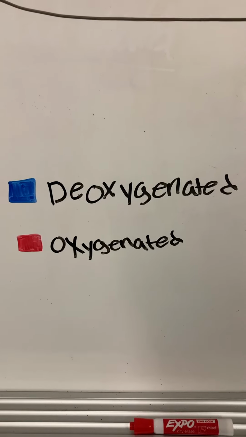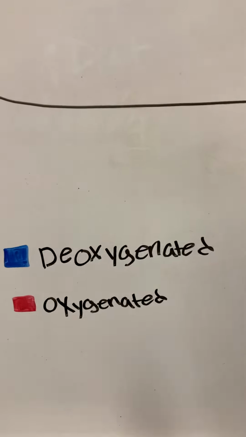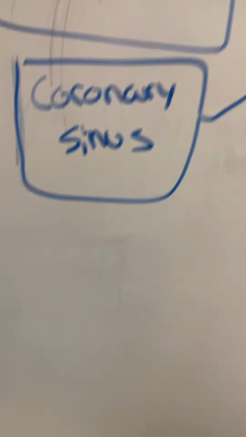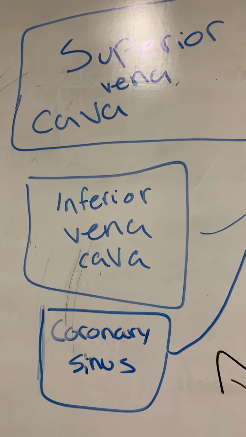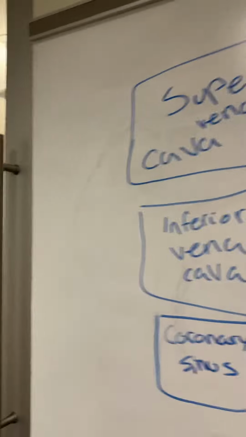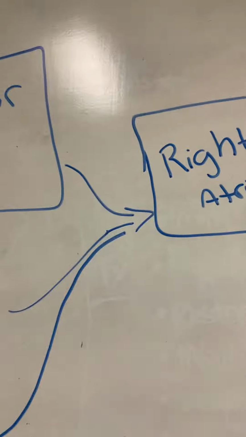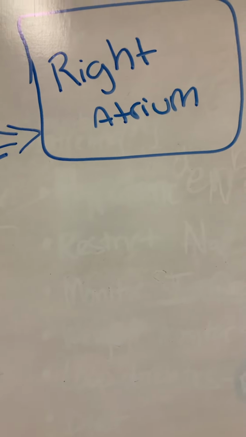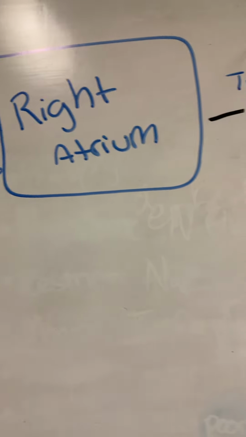In the following video, I will be showing how blood flows through the heart. The first step is that the blood will go through either the superior vena cava, the inferior vena cava, or the coronary sinus. Then after that, it will go to the right atrium. This will receive blood from either the vena cava or the coronary sinuses.